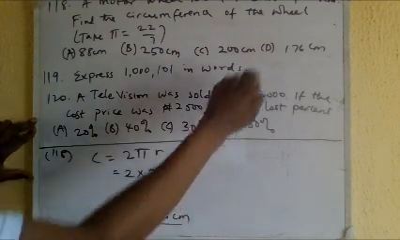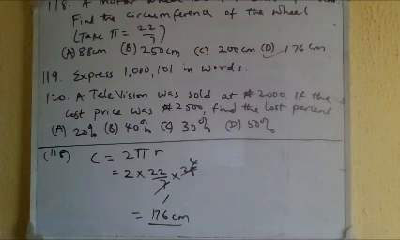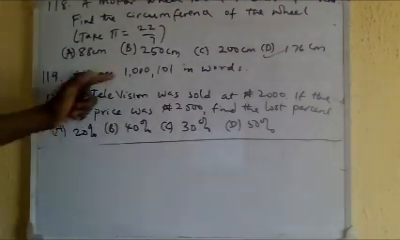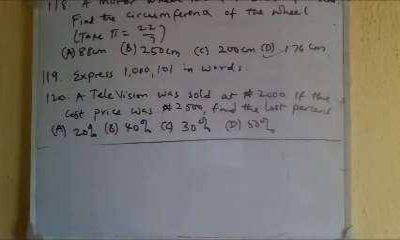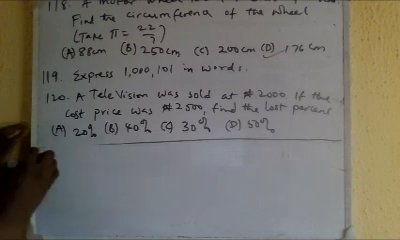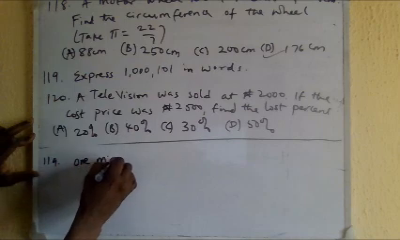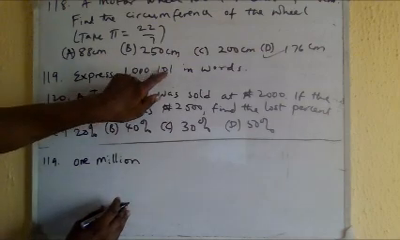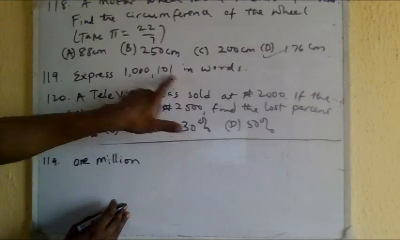Okay. The next one, number 119, it says express 1,101,000 in words. I've already said it. So just write it out. That's what it means. So it's just 1 million. Why is it 1 million? Because I have 1, 2, 3, 4, 5, 6 other digits after it. See this comma separating it in threes. This one is in 100. This one is in 1,000. This one is the million.